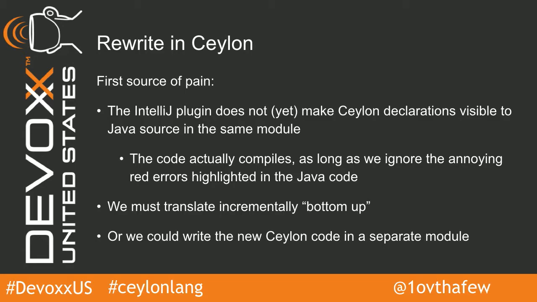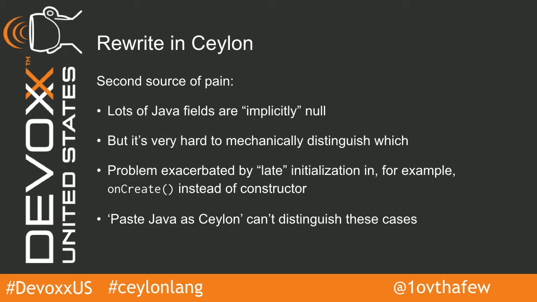You know, the other option is we could separate things into two modules, but I didn't bother to do that. The second source of pain with the rewrite is really the handling of null. So what I mean by this is, if I have a Java class, it's very common that the fields of that class are implicitly initialized to null.